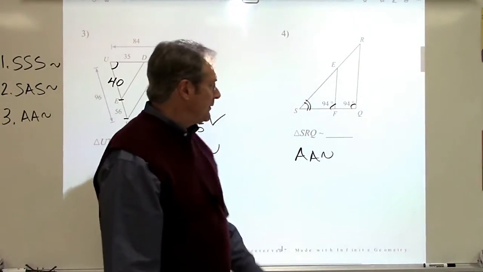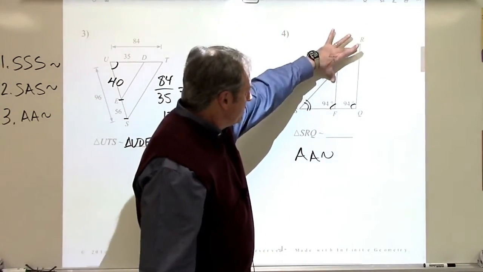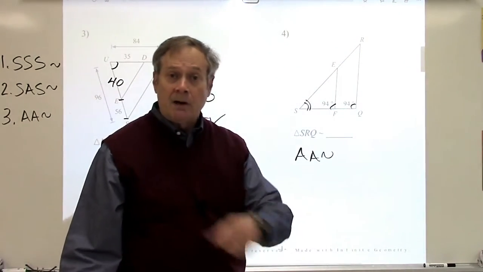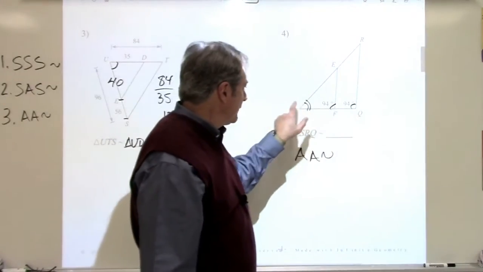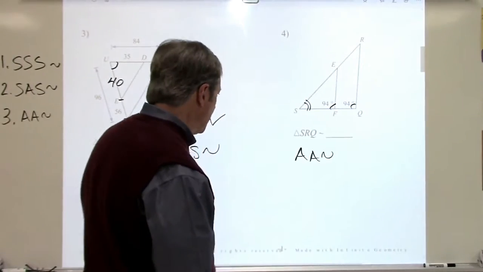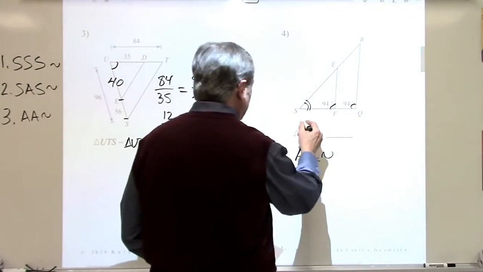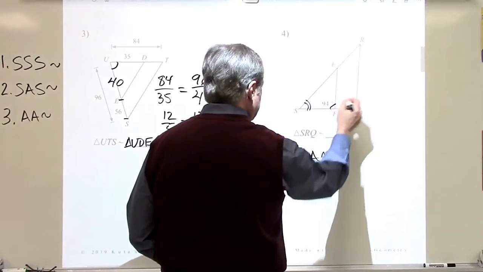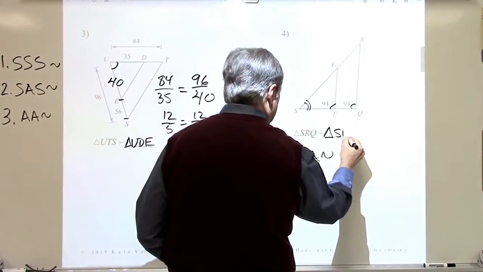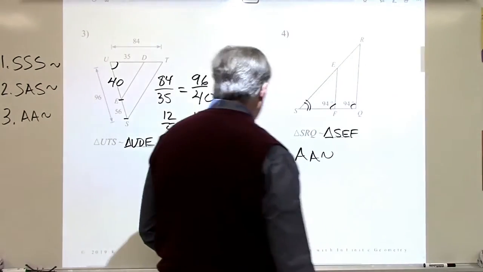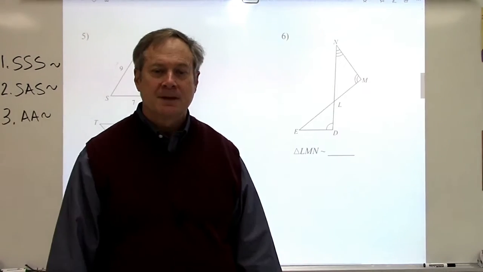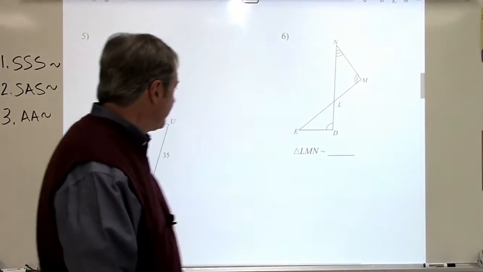And the common sense reason is, why would we know that these two unmarked angles have to be the same? Well, because they all add up to be 180. And if these two are the same for both, then that just leaves it, the other one has to be the same as well. Okay, so we're saying triangle SRQ would be similar to triangle SEF. And that's examples 3 and 4. Okay, examples 5 and 6.